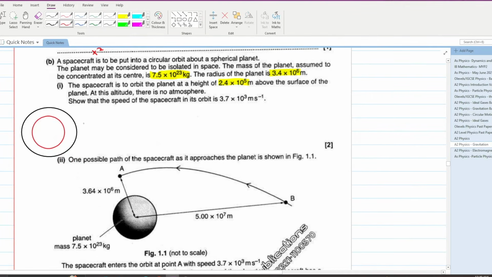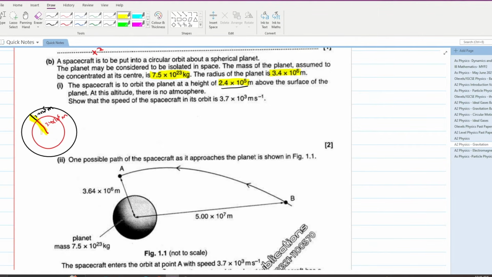Let's say this is the planet and the radius of the planet is given to you. Yes, it is given to you, that is, let's say it is 3.4. Okay, that is given. Let me write it with a thin pencil here. 3.4 into 10 raised to the power 6 meter is the radius of the planet. Your spacecraft is a further distance of what? It is a further height of 2.4 into 10 raised to the power 5 meters from the surface. So the total distance is this yellow highlighted area. The total distance or the total separation is this yellow highlighted area.